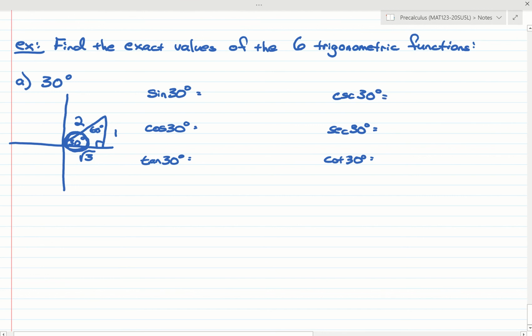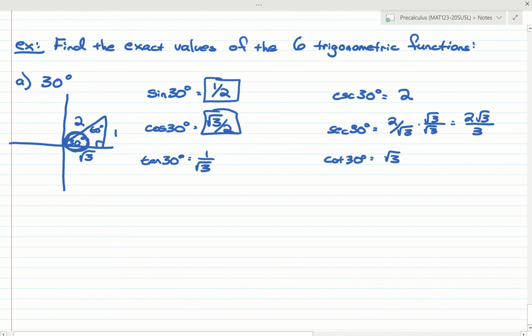Okay, so the opposite side of 30 is 1 over 2. Cosecant would be 2 over 1. The adjacent side is root 3, so root 3 over 2. Reciprocal is 2 over root 3, which we will rationalize. Tangent would be opposite over adjacent. The reciprocal is root 3 over 1. And we just have to rationalize 1 over root 3. So our answer would be root 3 over 3.